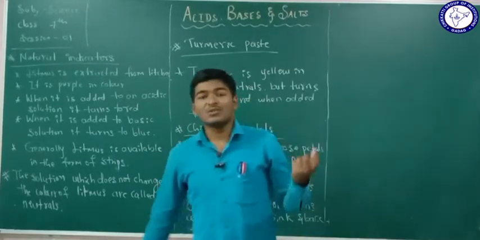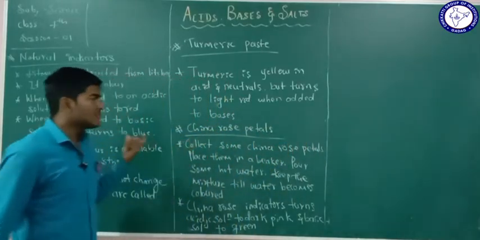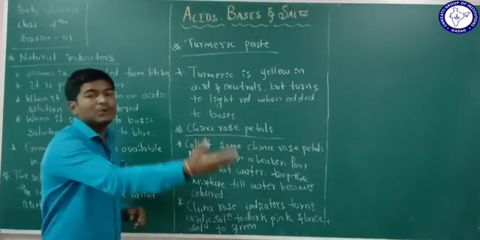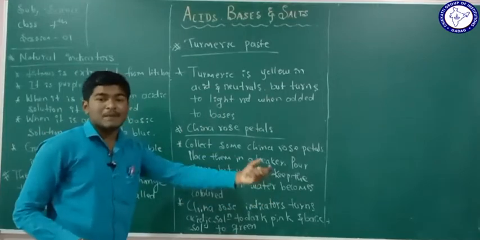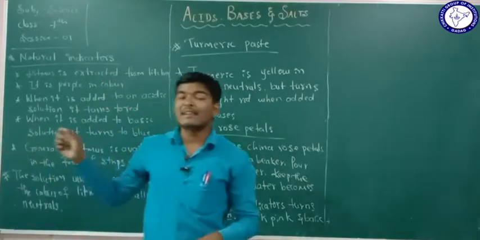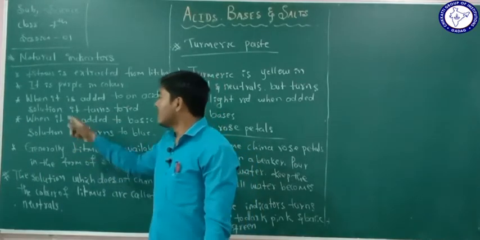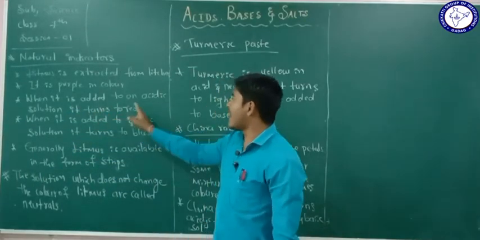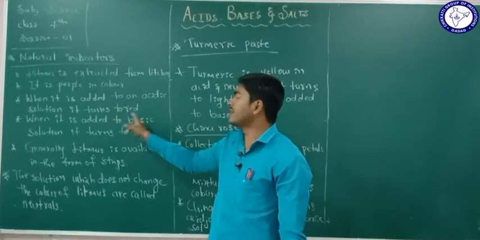So the solution which converts the color of the blue litmus paper into red is acidic in nature. So the litmus paper, when it is added to an acidic solution, turns red.